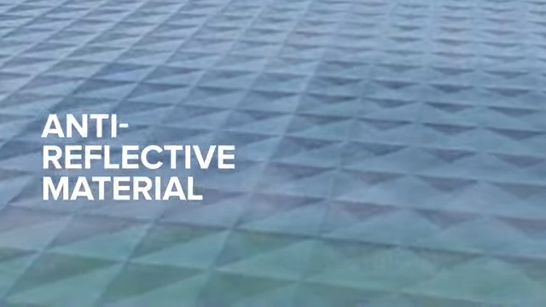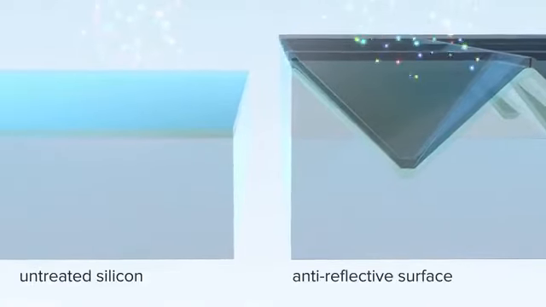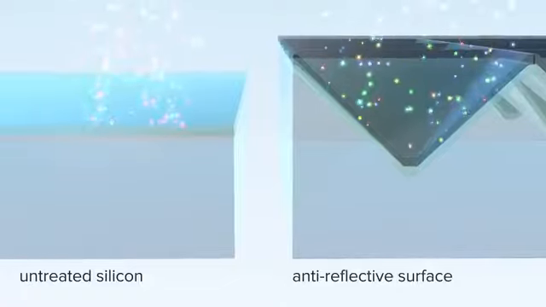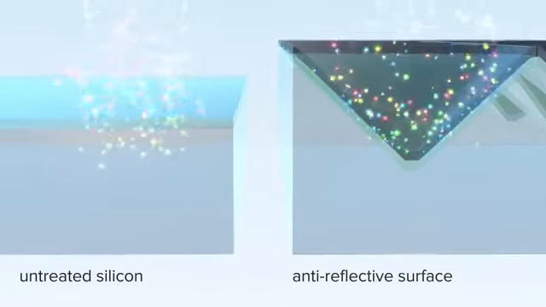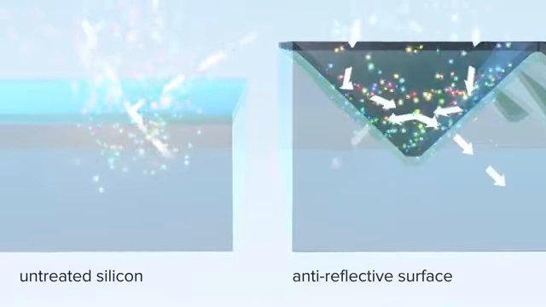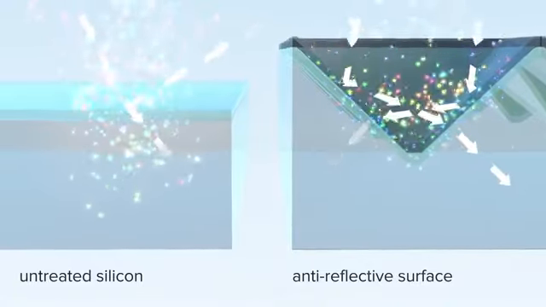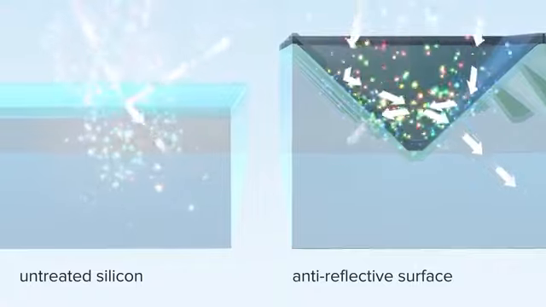Anti-reflective material. Polished silicon alone wastes a lot of light by reflection, so anti-reflective coating is added for improved efficiency. There are many types of anti-reflective material. In this example, a grid of microscopic inverted pyramids directs and captures light at many different angles, giving it maximum opportunity to enter the cell and remain longer inside.